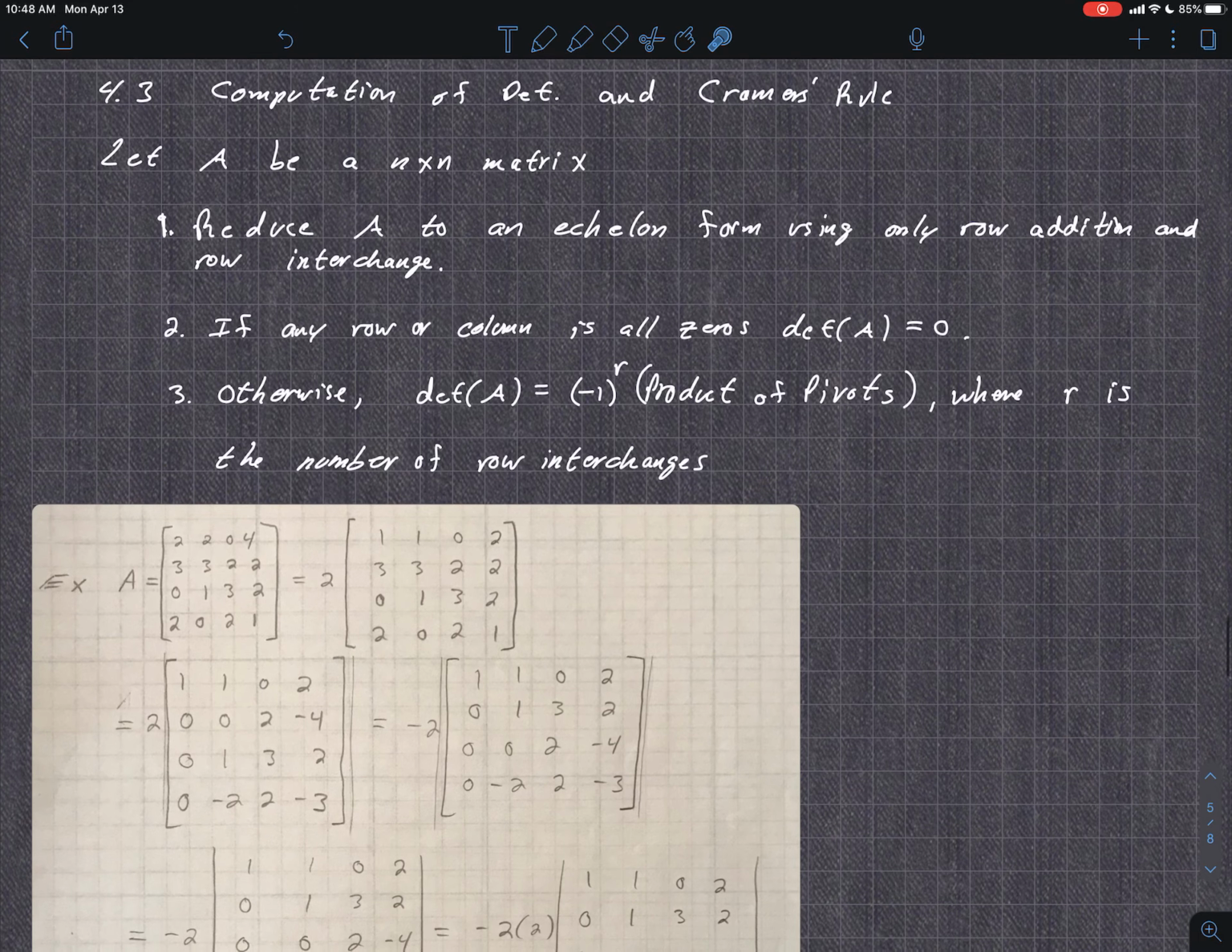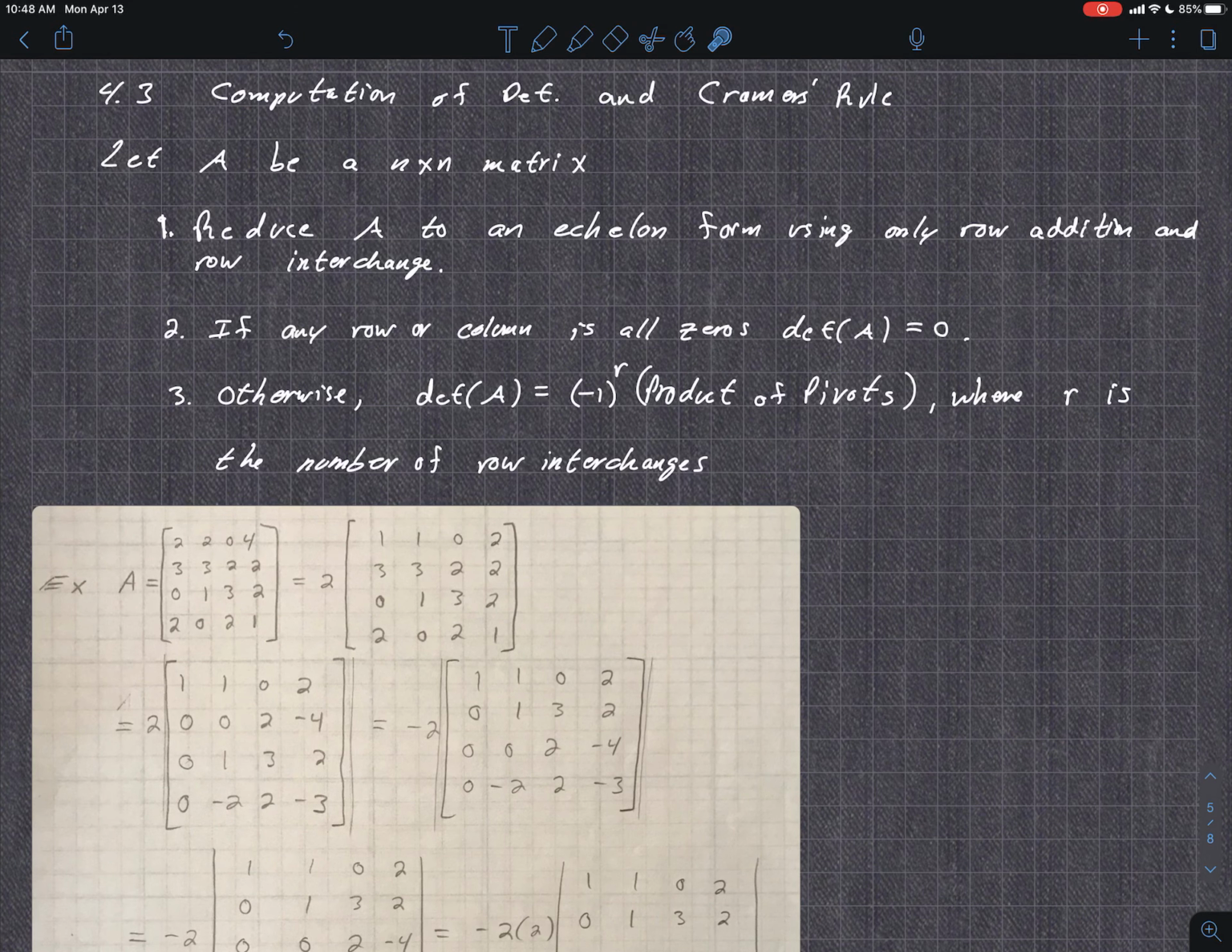Okay, let's go ahead and go on to 4.3. I did some write up on this one already, so you can pause and write it up, and I'll just talk about it. Not a whole lot here, and then we get to Cramer's rule, and we'll go over that one as well.